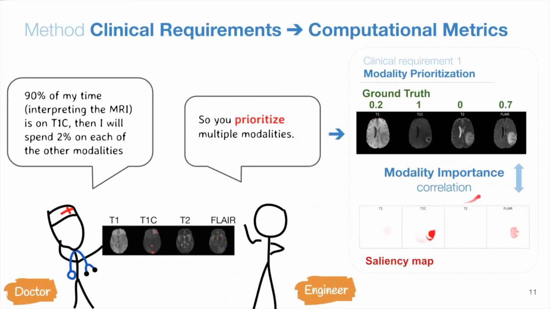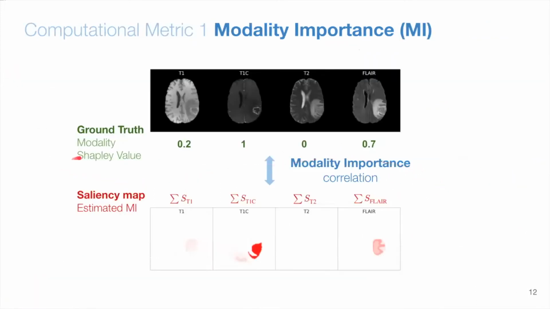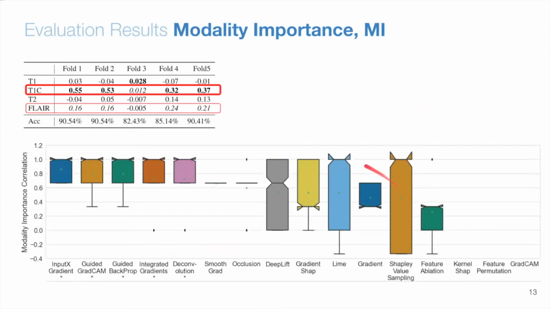It measures the degree by which the saliency map correctly reflects the importance of each modality of the model. To determine the ground truth of modality prioritization, we use the Shapley value run on multiple modality ablation studies. We then calculate the correlation between the ground truth and the modality-wise saliency map sum. Here are the results. The ground truth modality importance identified by the Shapley value generally matches doctors' clinical knowledge, where the modality of T1 contrast enhancement is the most important, followed by the FLAIR modality. The box plot shows the ranking with respect to the MI correlation. We can see that in general, many methods can correctly reflect the important modality for the model's decision, but with large variations on individual data points.